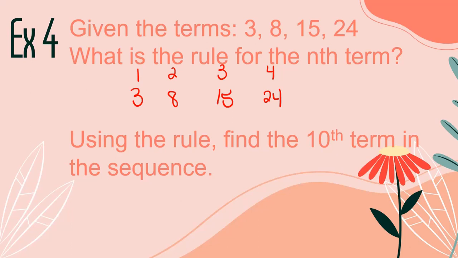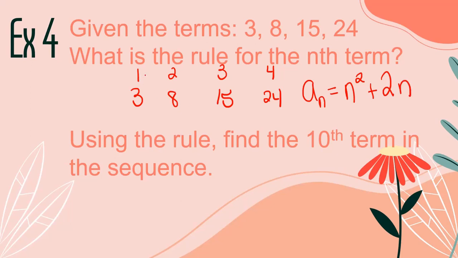Maybe squares. Let's try that. So if I square my term, well, 1 squared is 1, but I would have to add 2, right? 2 squared is 4. I would have to... Oh, that wouldn't work. Well, it's got to be something maybe with a square. How would I get 3? I would have to multiply. Oh, what if I did that? What if I did n squared plus 2n? Would that do it?